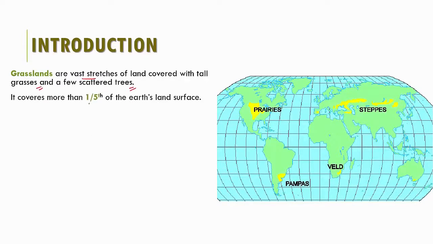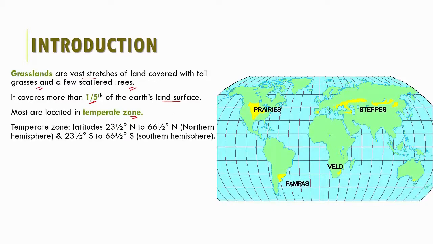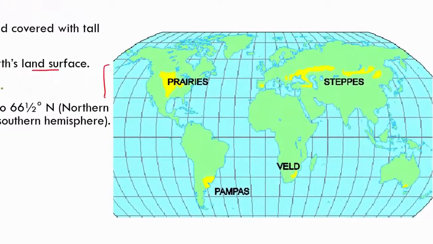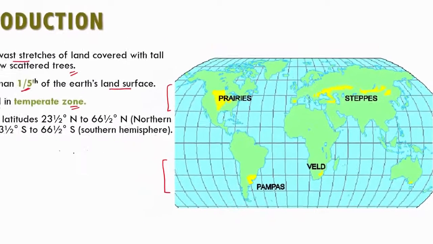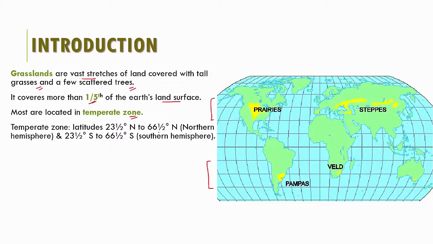Now, nearly one fifth of the Earth's land surface is covered with grasslands, and this is generally seen in the temperate zone. We know that the temperate zone lies between the latitudes 23.5 degrees to 66.5 degrees in the northern hemisphere, and the same 23.5 degrees to 66.5 degrees in the southern hemisphere. So grasslands are seen between these latitudes.